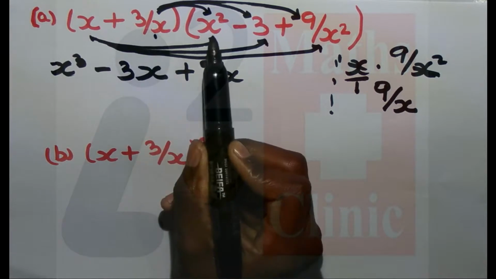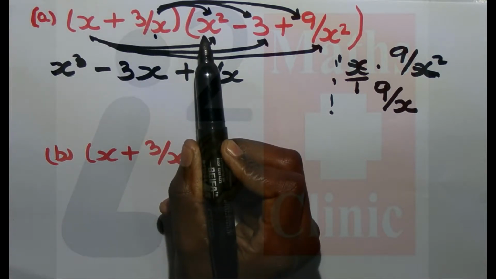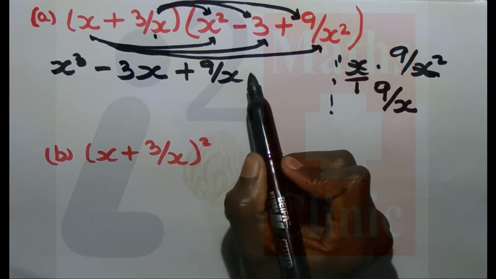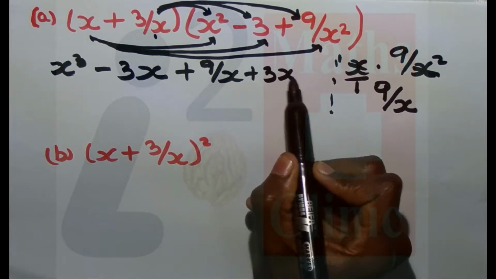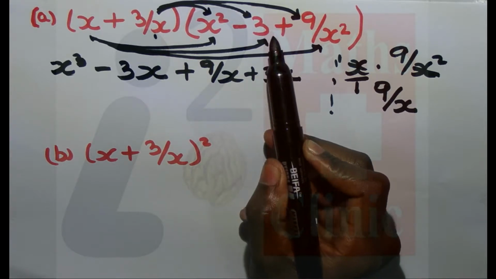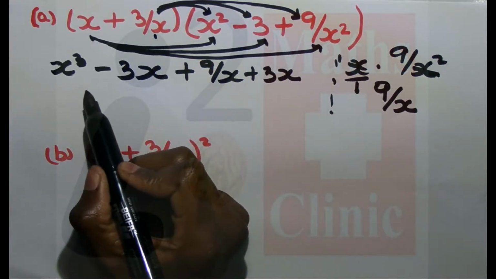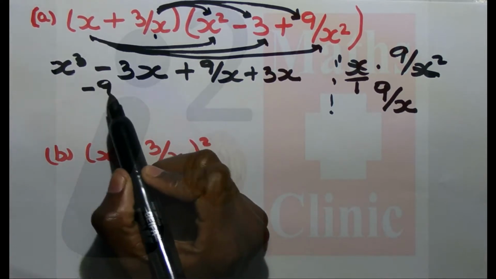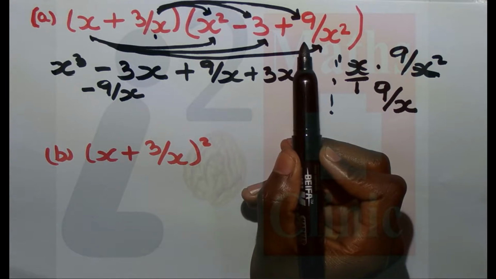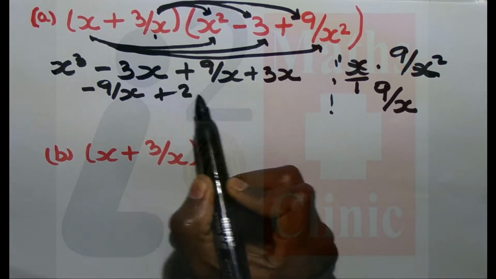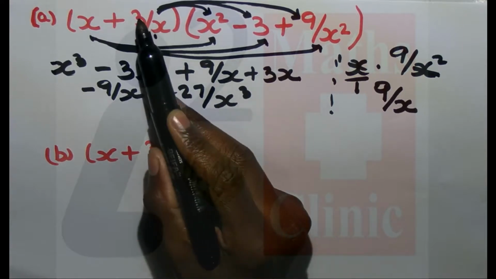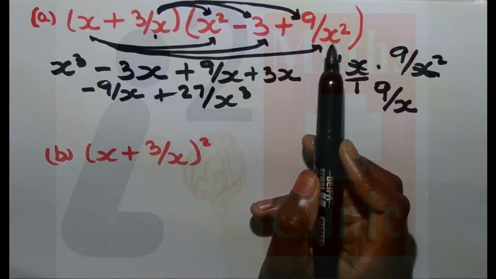So it's going to be 3 over x times x squared, which gives 3x. Then 3 over x times negative 3 is negative 9 over x. Then 3 over x times 9 over x squared is positive 27 over x cubed. Because we multiply numerator by numerator, denominator by denominator.